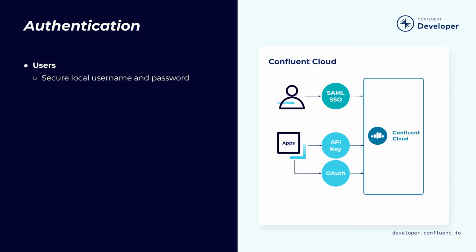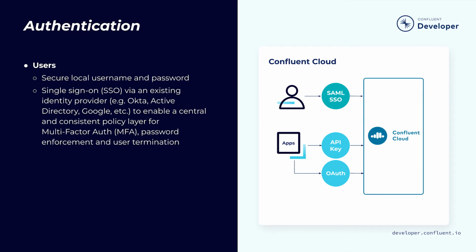While this method works great for a small set of users, most organizations will want to use single sign-on or SSO. SSO is the process of combining multiple login screens into one. From a user perspective, they enter one username and password and are automatically logged into any of the applications they have access to. You may have seen this using identity providers such as Okta, Active Directory, or Google accounts for authentication. The benefits of using SSO is that it enables a central and consistent policy layer for multi-factor authentication, password enforcement, and terminating user access. The only requirement for this method is that your identity provider must use Security Assertion Markup Language, or SAML.